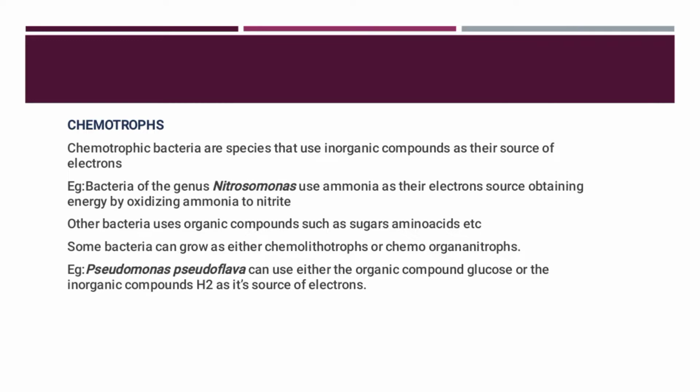The second type of nutritional type of bacteria is the chemotrophs. Chemotrophic bacteria have chemical substances as their source of energy. Those that use organic compounds as their electron donors are called chemo-organotrophs, whereas those that use inorganic compounds are called chemo-lithotrophs. Example, the bacterium Nitrosomonas uses ammonia as its electron source, obtaining energy by oxidizing ammonia to nitrite.